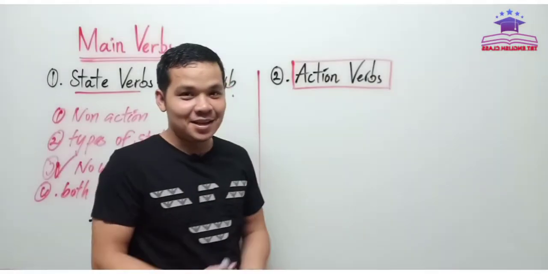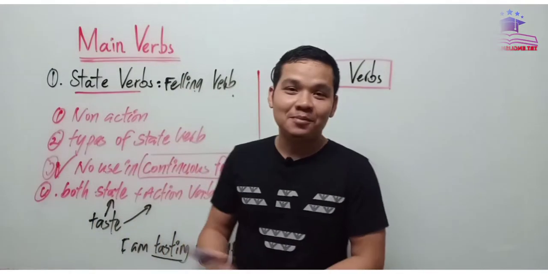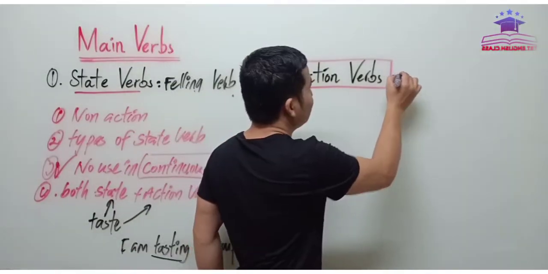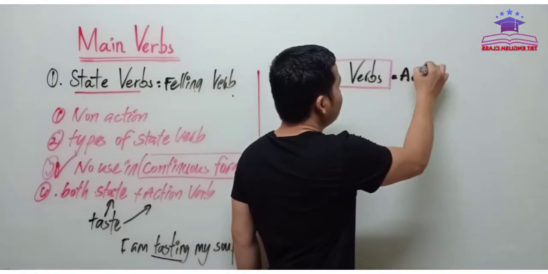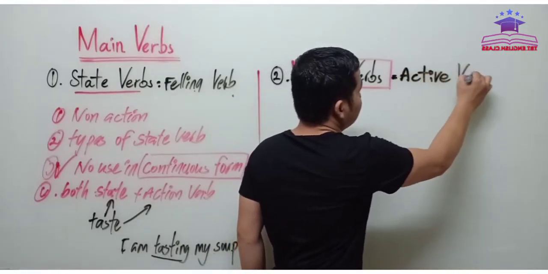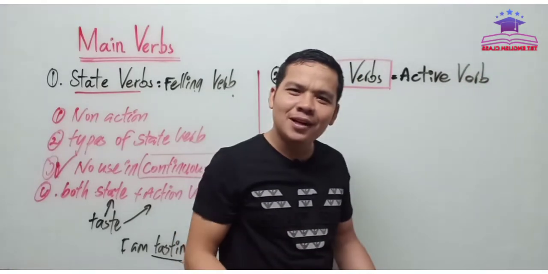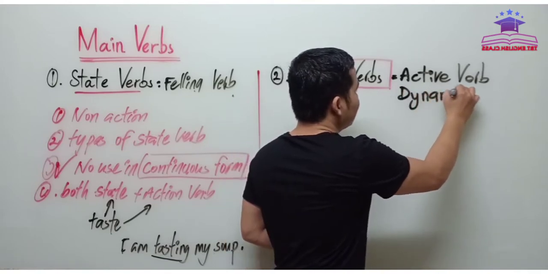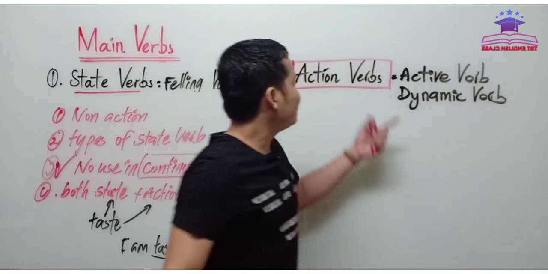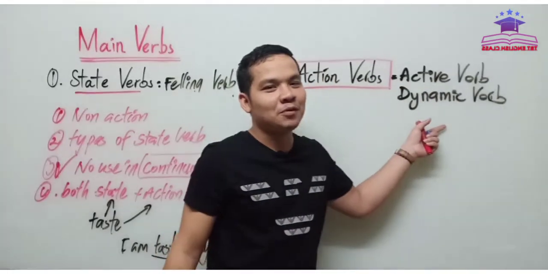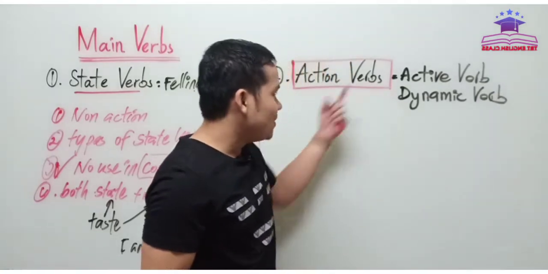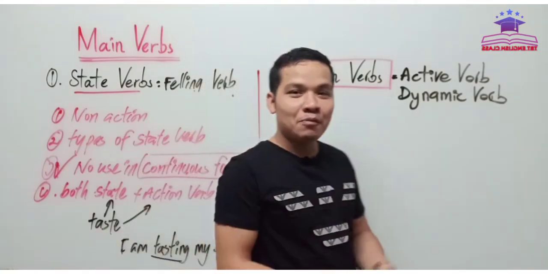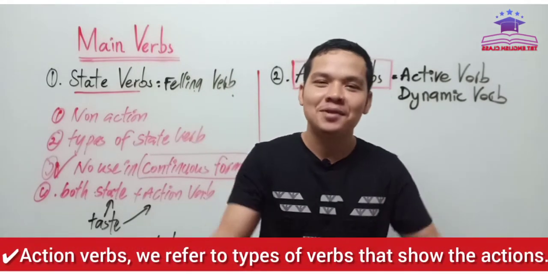Let us continue about action verb after state verb. Action verb we can call active verb, and we can call another one dynamic verb. Action verb, active verb, or dynamic verb, whichever is easy for you, you can call. But these three just focus on action verb. What is action verb? Action verb, or active verb, or dynamic verb, we refer to a type of verb that shows the action.